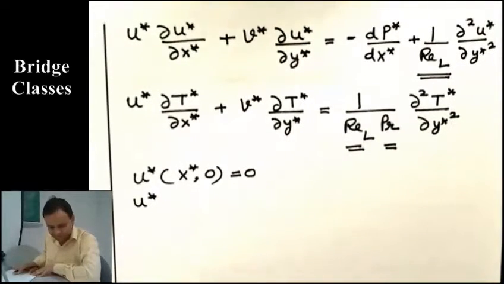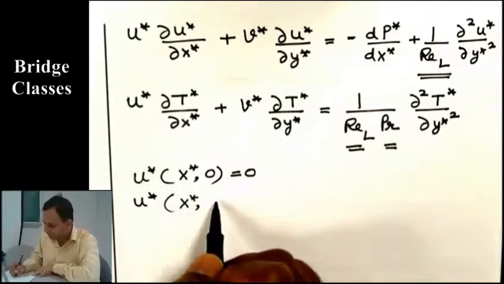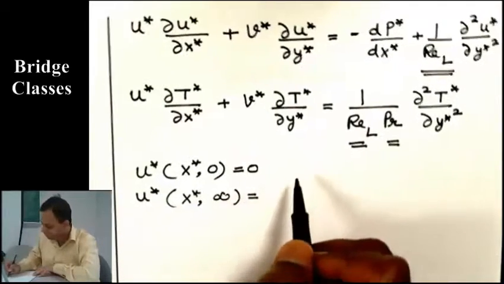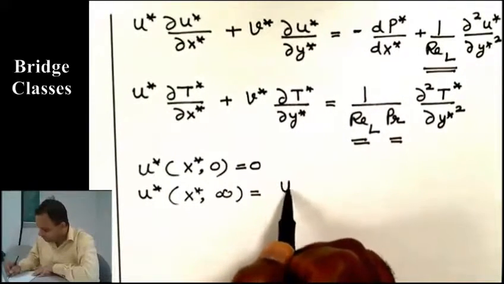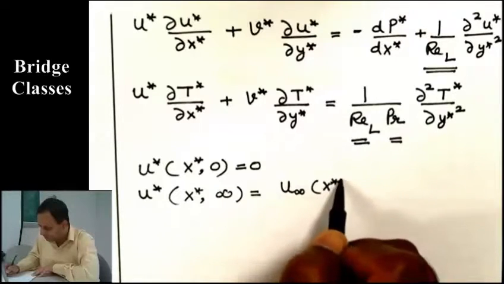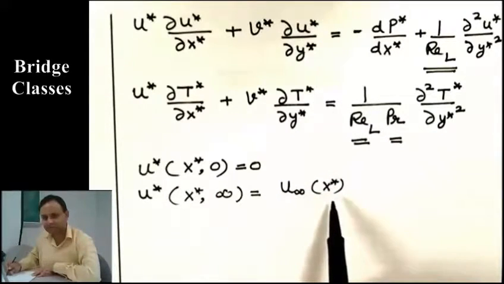Okay, u star at x star, but y star is infinity. This will be u infinity. But u infinity can be a function of x. If it is not a flat plate, then u infinity will be a function of x.